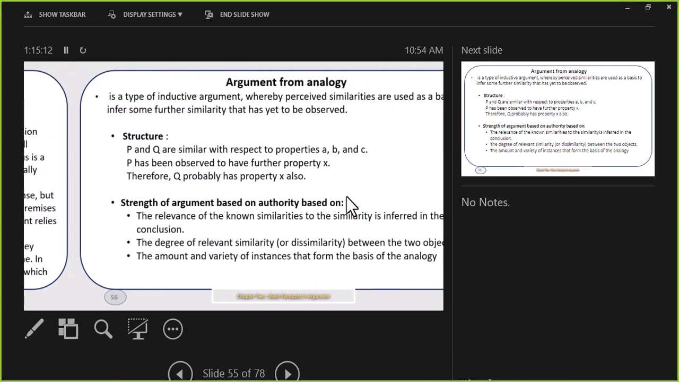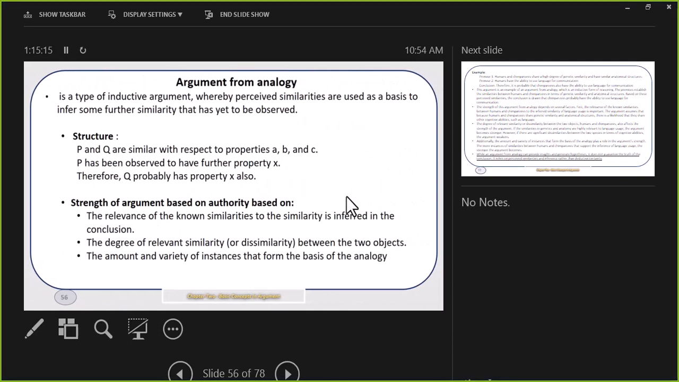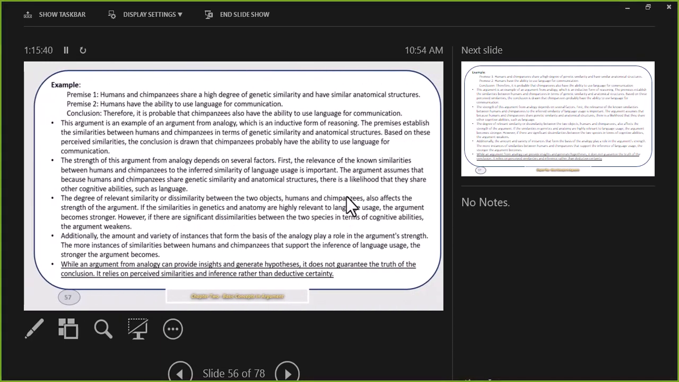Argument from analogy is an inductive argument. The structure of an argument based on analogy is: P and Q are similar with respect to properties A, B, and C. P has been observed to have a further property X, therefore Q probably has property X, right? The strength of an argument based on analogy depends on the relevance of the known similarity, the degree of relevant similarity between the two objects, and the amount and variety of instances that form the basis of the analogy. Let's look at the example.